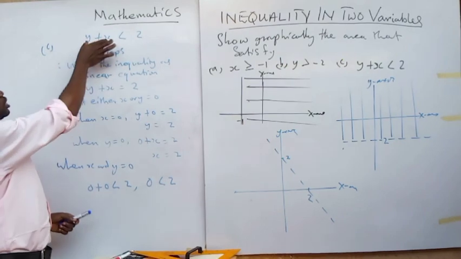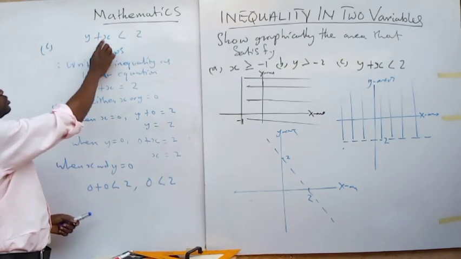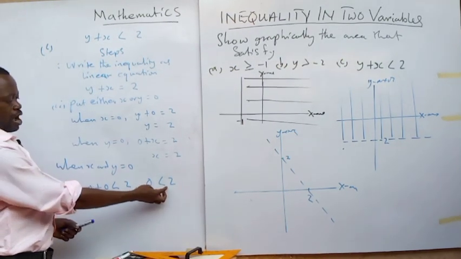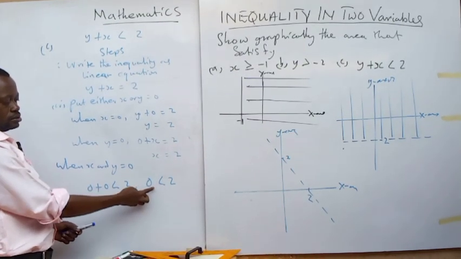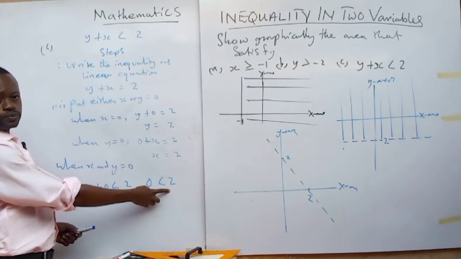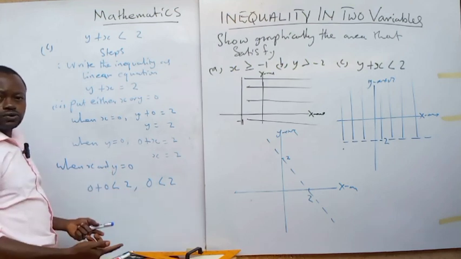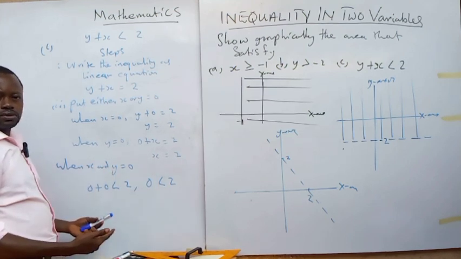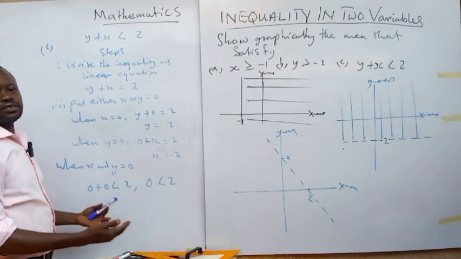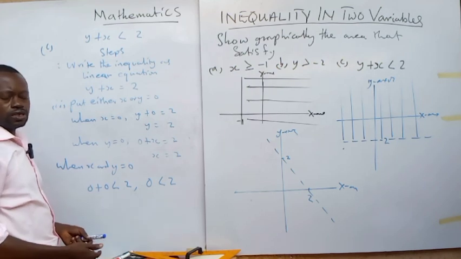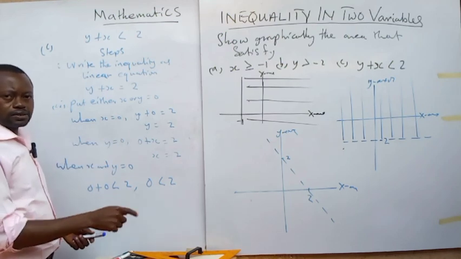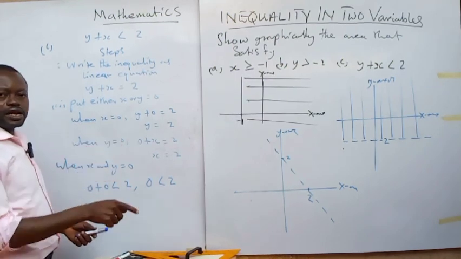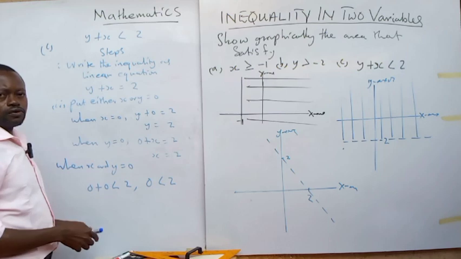So if I come back to that inequality and put x, y as 0, I will check what I will obtain. Now what I obtained here is 0 less than 2. Then 0 less than 2, is it logical? Yes, it is logical because 0 is less than 2. It then means I can now conclude that that origin is inclusive in the area that satisfies the inequality.